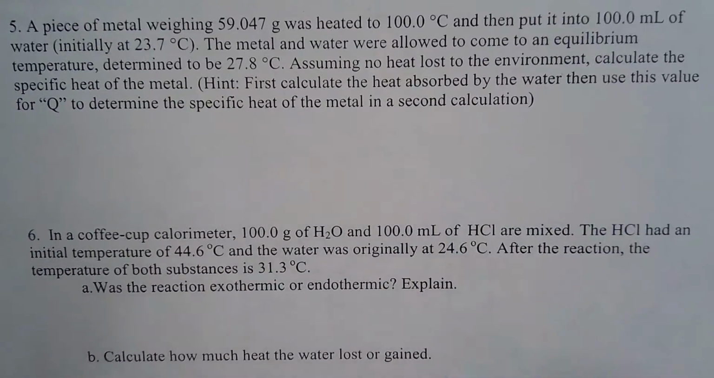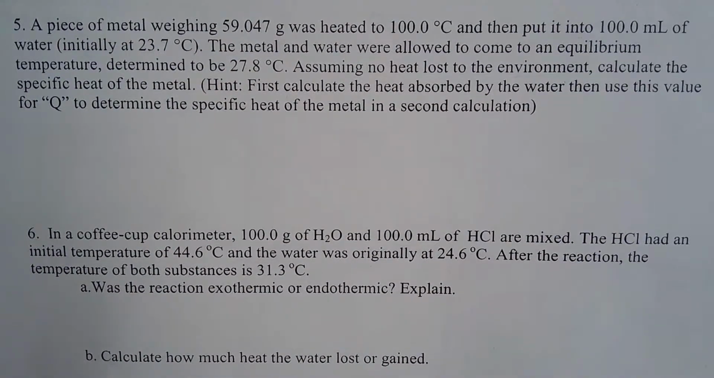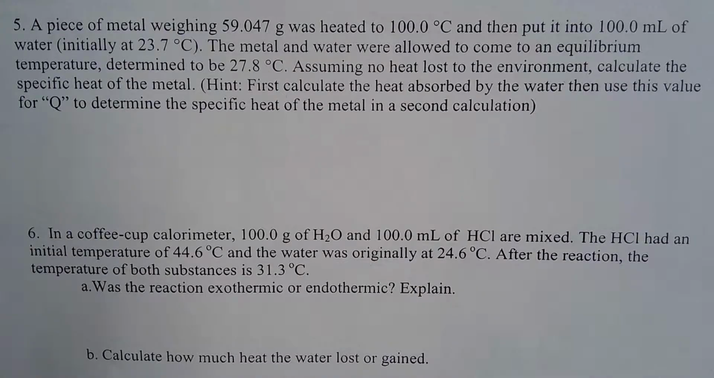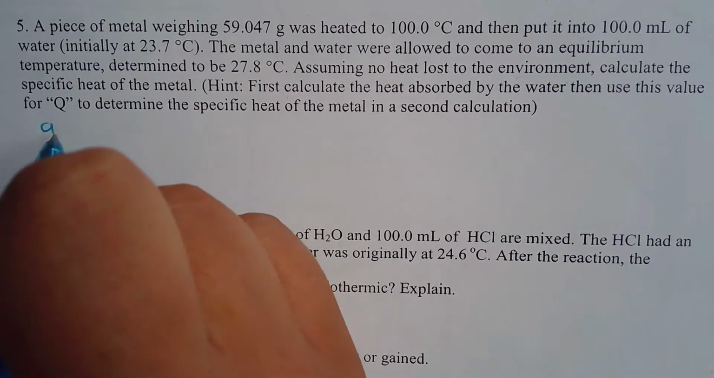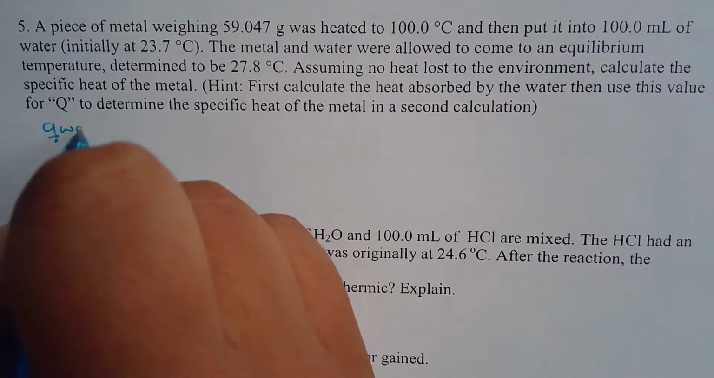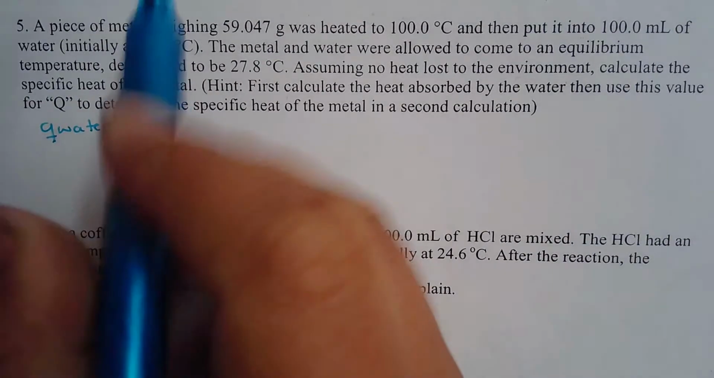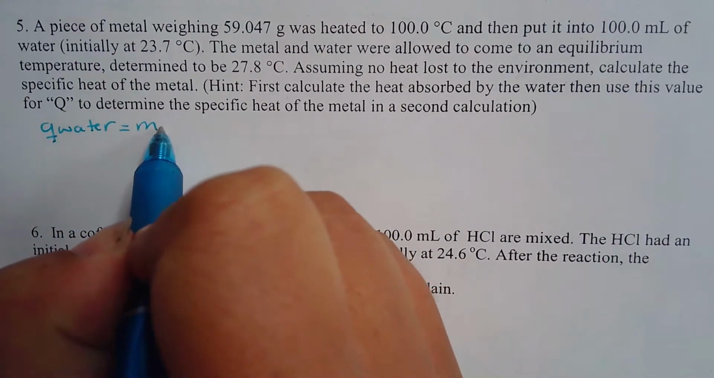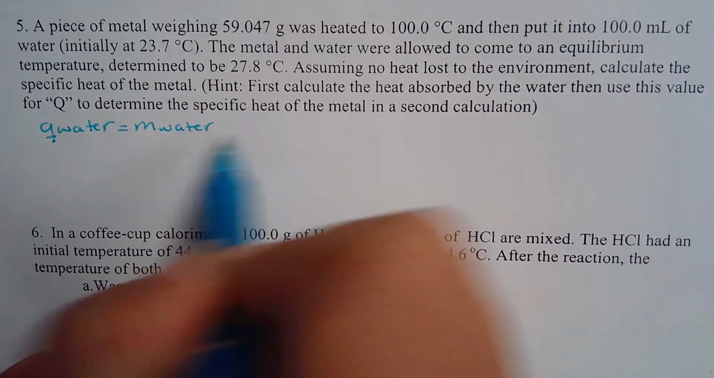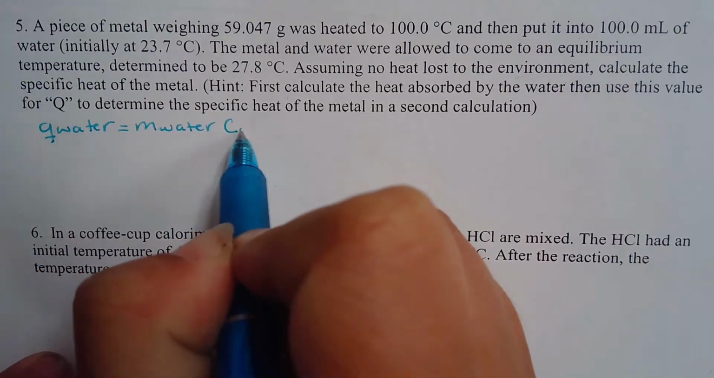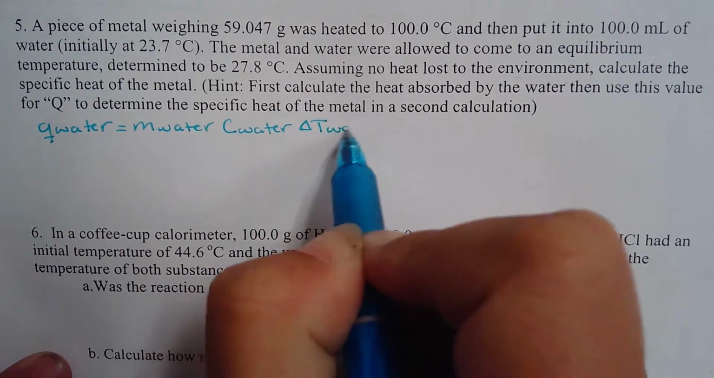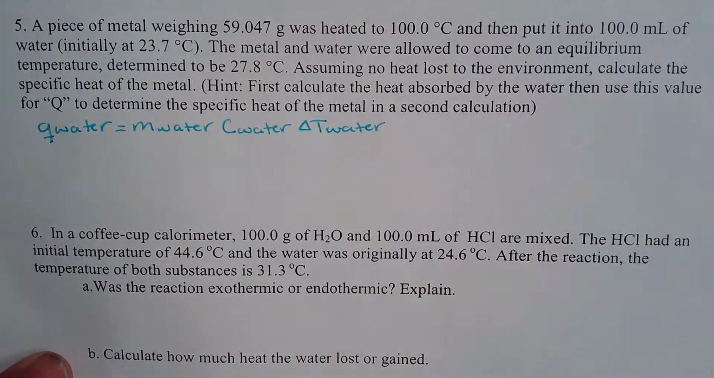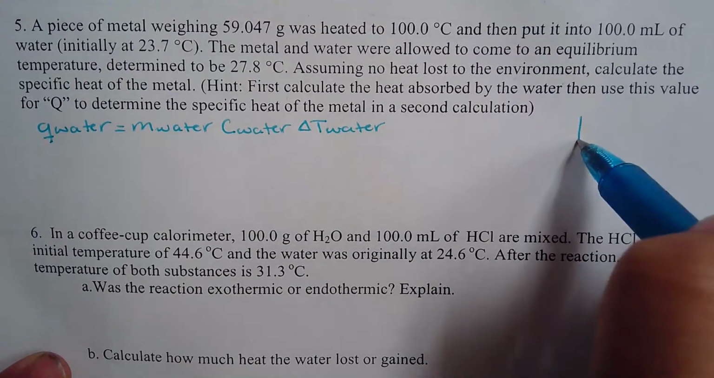So first we have to calculate the heat absorbed by the water, then use that value for Q to determine the specific heat of your metal. So we have to first determine Q, or the heat of the water, okay? Which ones we're going to use are M of the water, mass of the water, our specific heat of water, and our change in temperature of the water, okay? All of this takes place in your calorimeter.